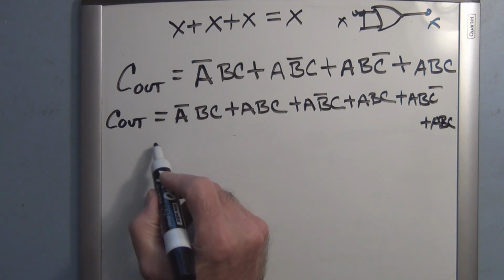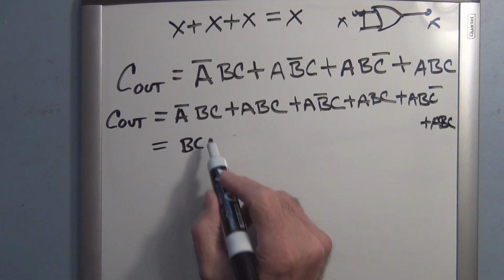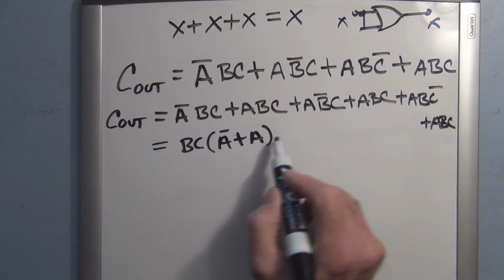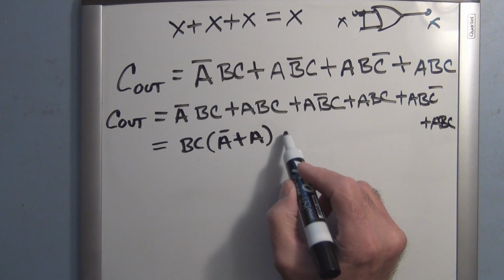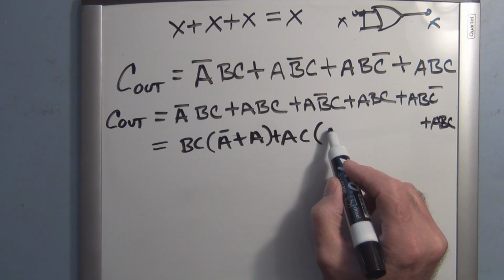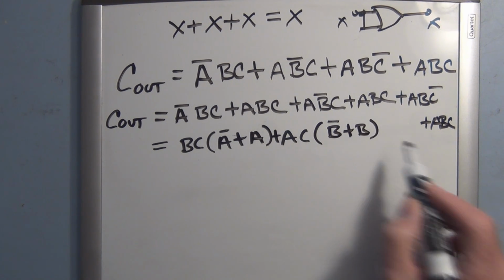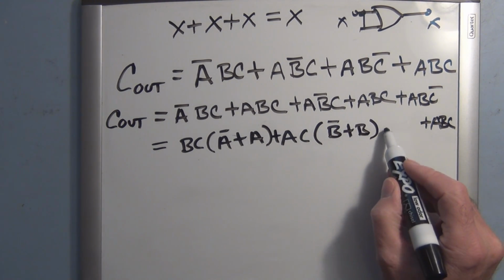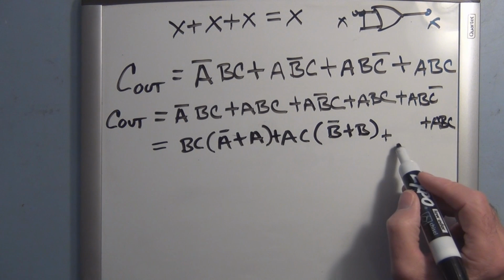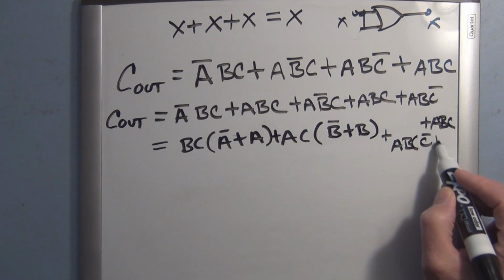So now we can start simplifying. We have BC we can factor out. We have A naught A, and here we can factor out AC, and we have B naught B, and then this last term here we can factor out AB, and we have C naught C.